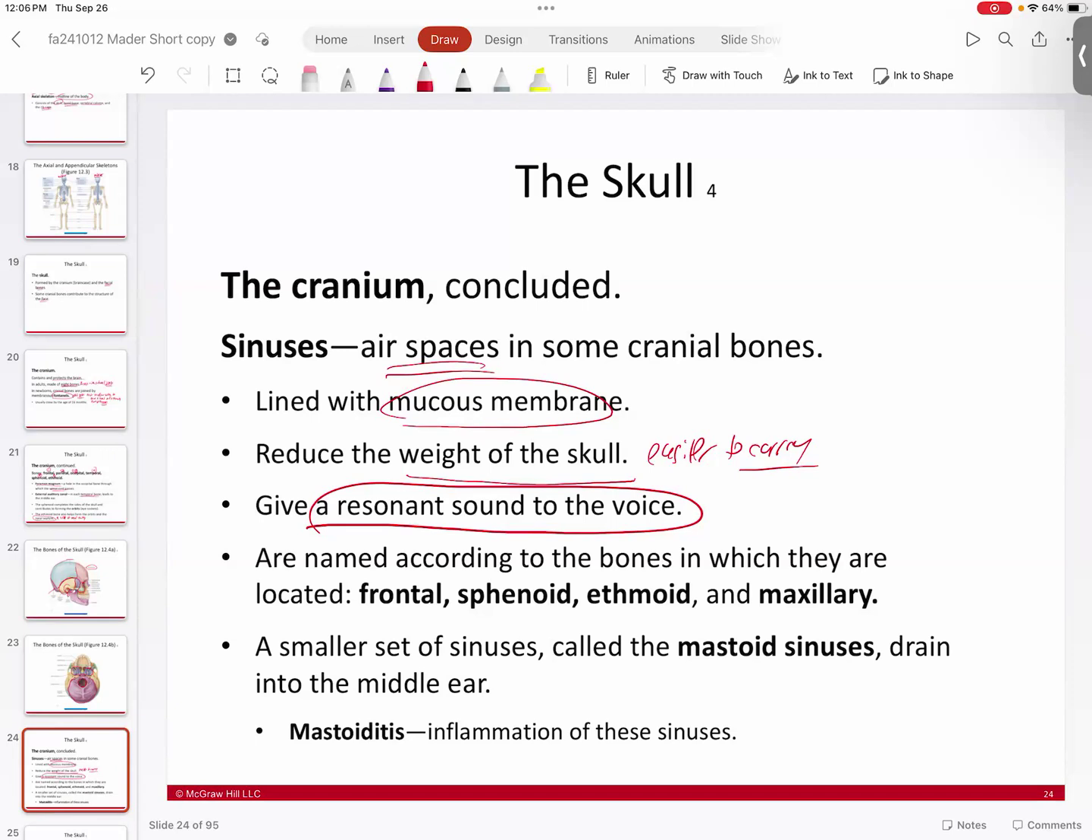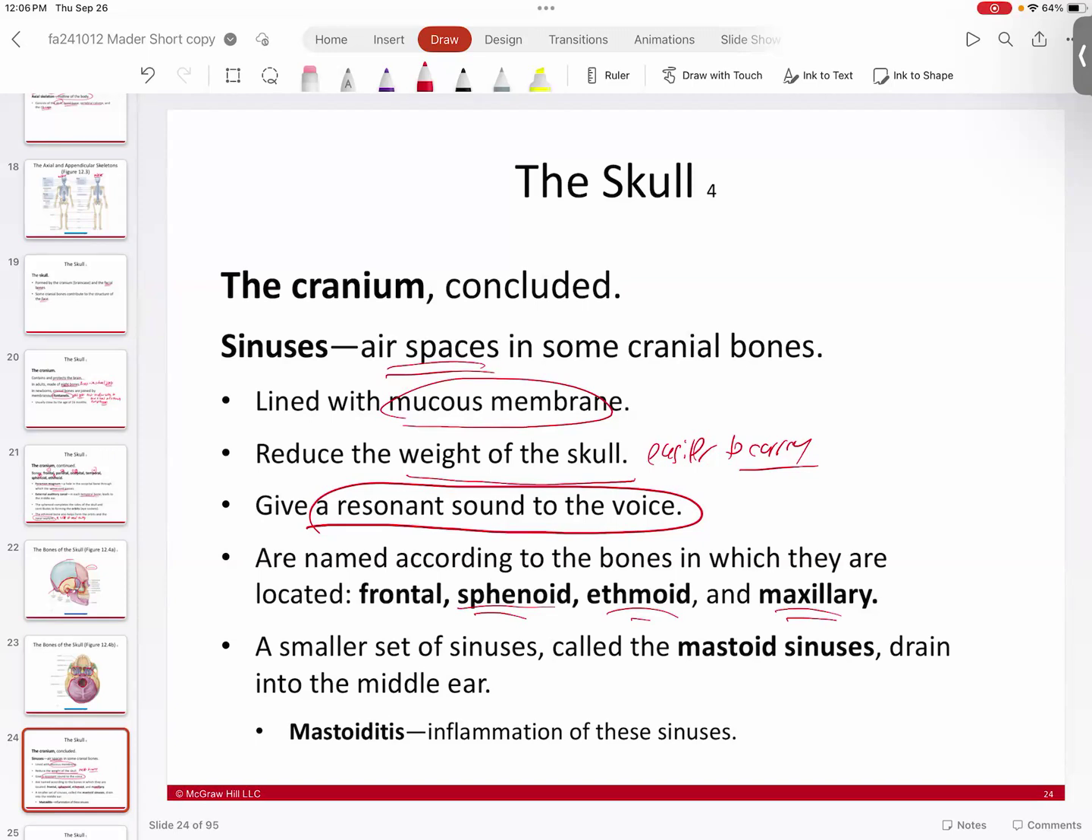And the sinuses typically tend to be named after the bones they're in. For instance, in the frontal bone, you have a frontal sinus, the sphenoid bone, you have sphenoid sinus, ethmoid sinuses, and maxillary sinuses. And so these are basically named after their bones. You have several of them, and there's a smaller set of sinuses. These are the big ones, right?